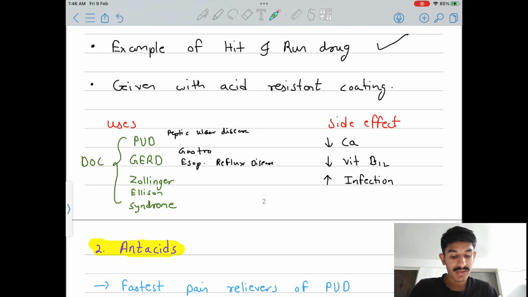So what are the uses? You can use them in peptic ulcer disease, gastroesophageal reflux disease, and Zollinger-Ellison syndrome. This is one disease, okay? Don't think these are three diseases. It is given in all three as a drug of choice. And what are the side effects? It will decrease calcium, decrease vitamin B12, and infections will be increased.